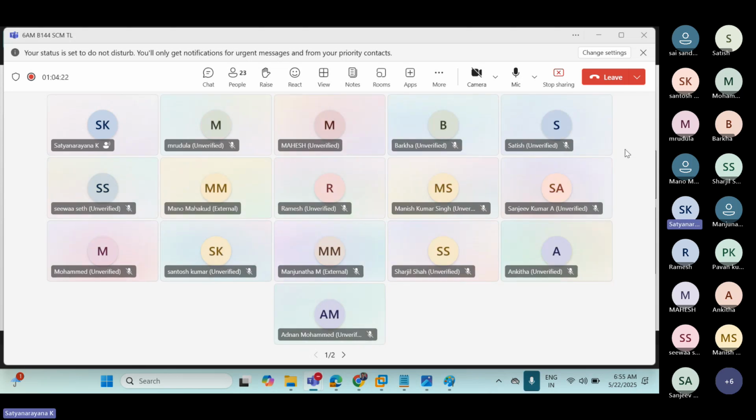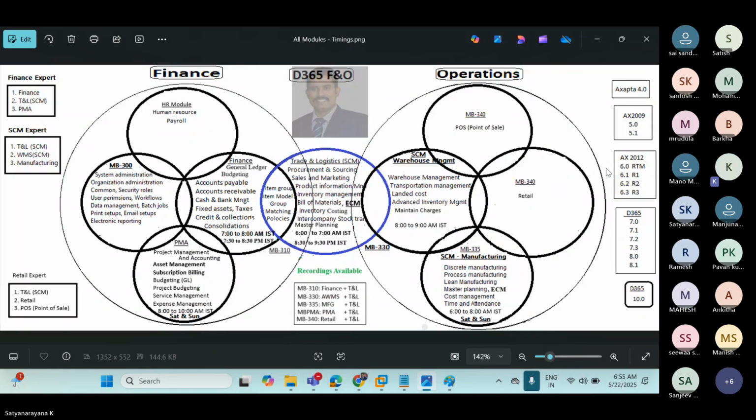Satya, I just wanted to know, if you can go back to the diagram. Sorry to ask you again. For the SCM part, will you be covering trade and logistics, warehouse management, and this advanced one, all of this in SCM? No, each circle has a separate fee and separate session. Each circle will have separate timings. It means completely different training, because you need to learn this one first, then you can learn this one.